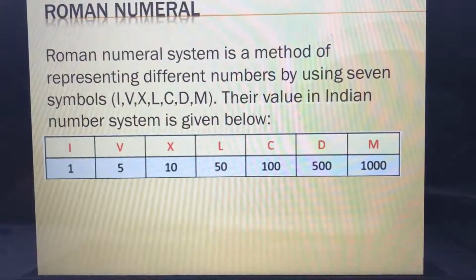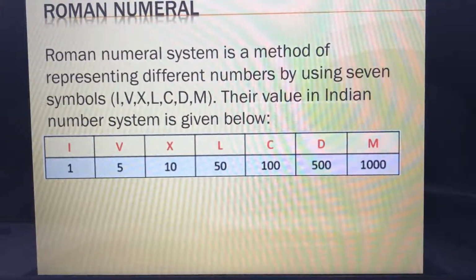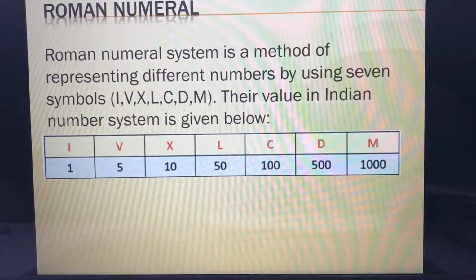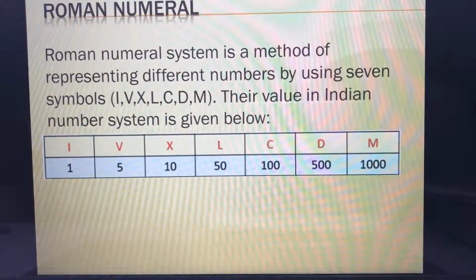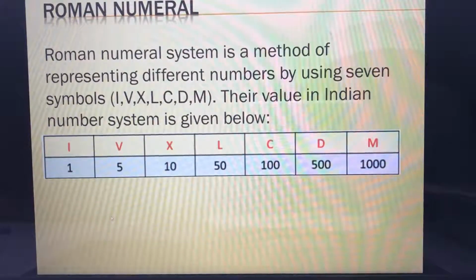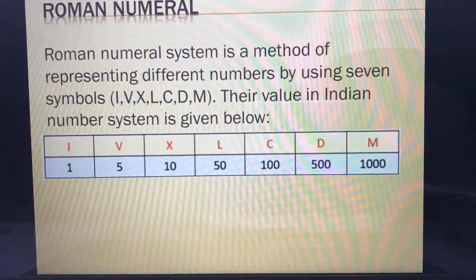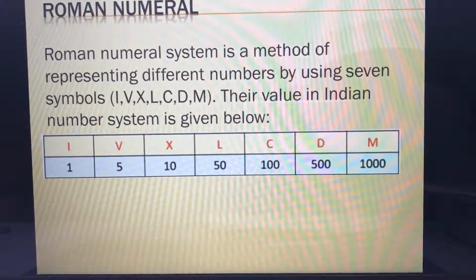Roman numerals. Roman numeral system is a method of representing different numbers by using 7 symbols: I, V, X, L, C, D and M. Their value in Indian system is given below. I represents 1, V 5, X 10, L 50, C 100, D 500, M 1000.